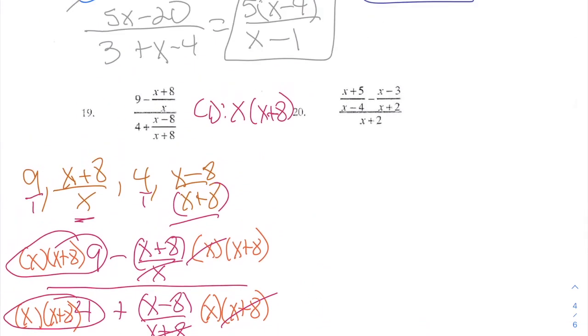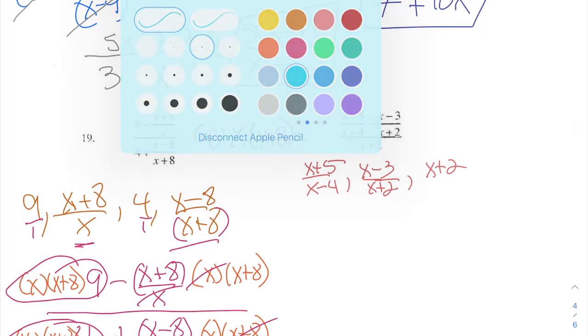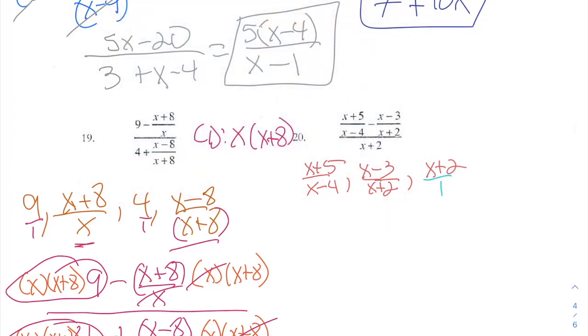Okay, so again, here are my terms. x plus 5 over x minus 4, x minus 3 over x plus 2, x plus 2 over 1. And what is my common denominator? Again, on a count of 3, shout it out. 1, 2, 3. x minus 4, x plus 2. Okay, good. Hopefully you guys all said that, because that's what it is. There's nothing else going on down there.